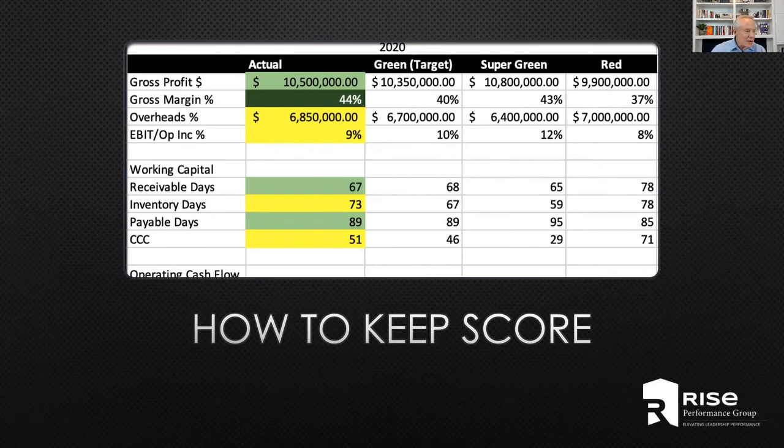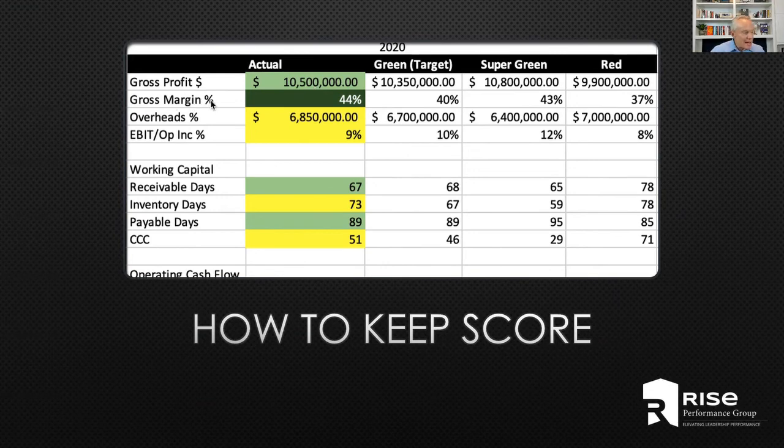You can see here, they had a green target. That's their target of $10,350,000 for the year. They had a stretch goal we call super green of 10.8. And if you're below 9.9 million for the year, it's red. That's an absolute minimum expectation for MyLock. You see their actual came in at 10.5, so that was green.